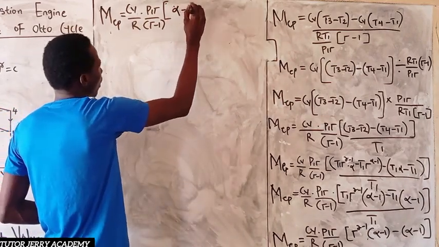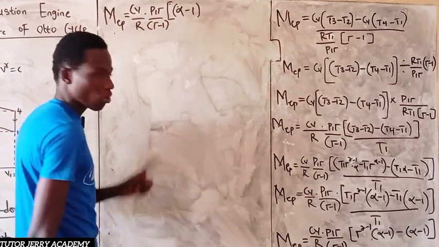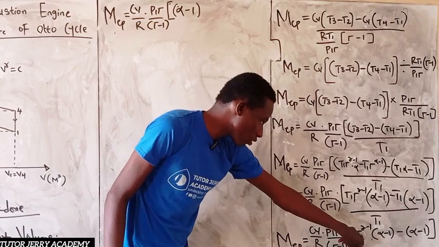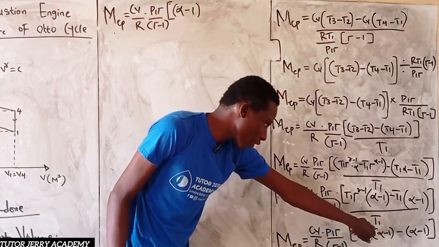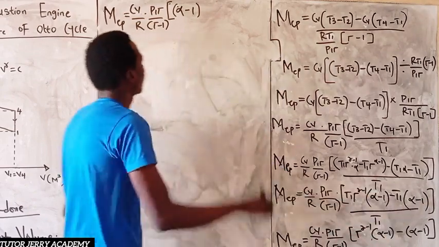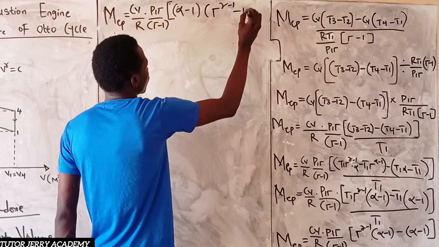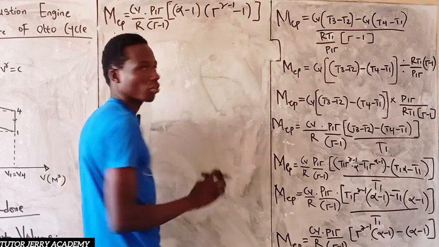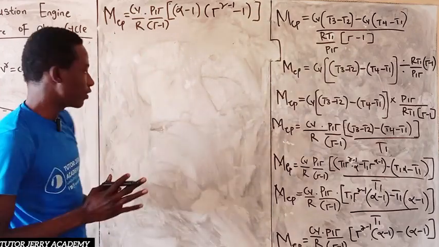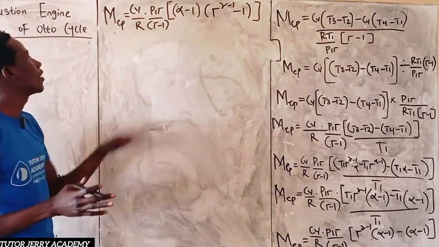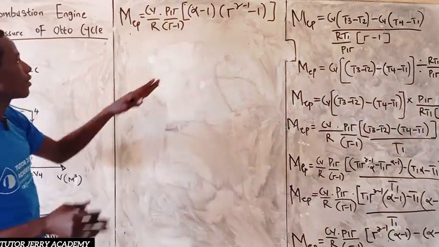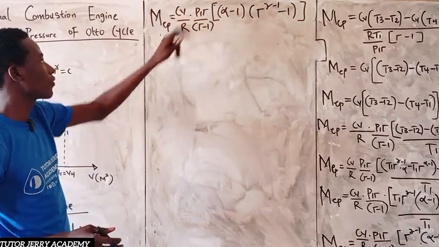Alpha minus 1, which is common. What will be left will be nothing but compression ratio to the power of gamma minus 1, minus 1. So this is compression ratio to the power of gamma minus 1, minus 1. I hope you understand that step perfectly. So now from here we can further derive a relation in order to substitute for Cv over R.